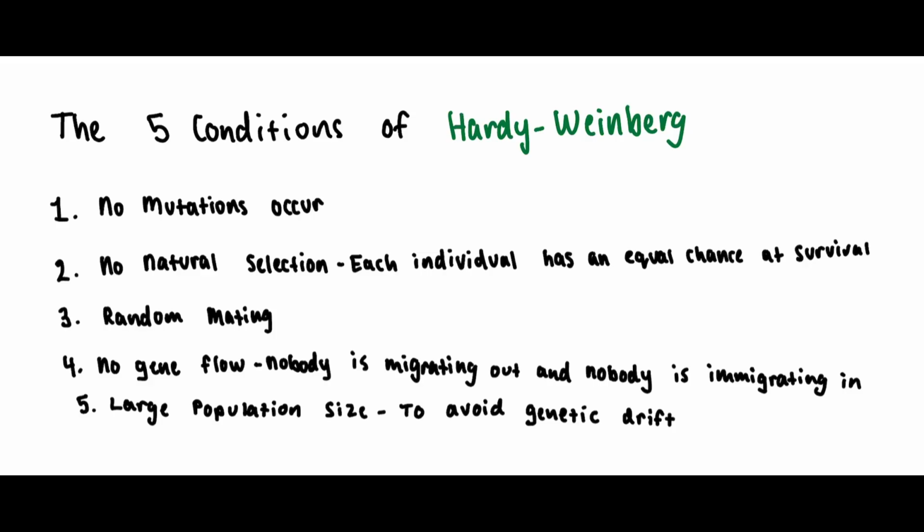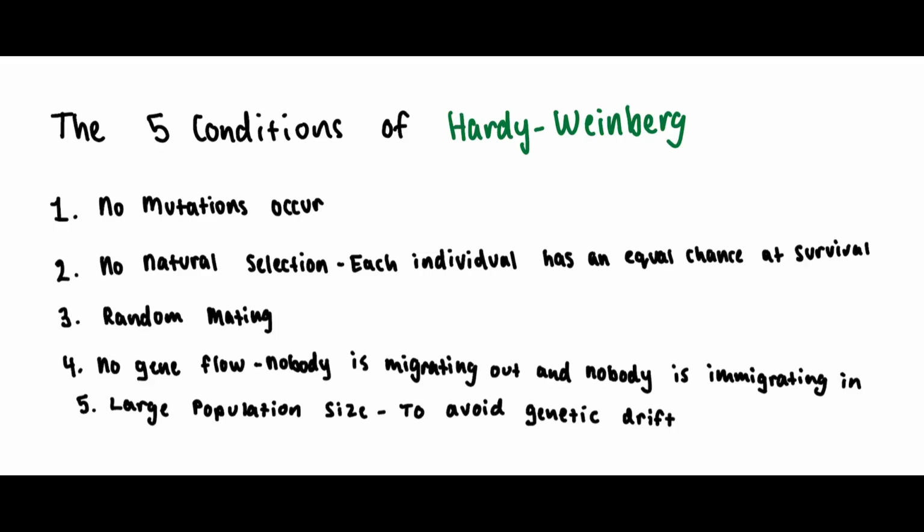The fourth condition is that there's no gene flow, meaning that nobody is migrating outside the population as nobody is immigrating inside the population. This is to ensure that no genotypes are exiting the population, causing a drift, and that no genotypes are being introduced to the population, potentially causing a drift.